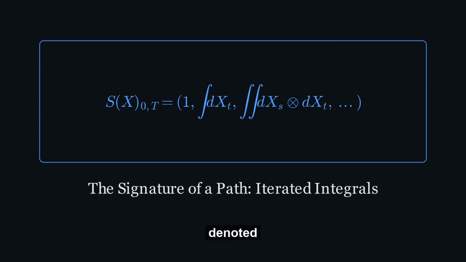The signature, denoted $S_{0,T}$, is an infinite sequence of iterated integrals of the path. Think of it as a complete, non-redundant summary of the path's shape, its twists and turns, and the order in which events occurred. It uniquely characterizes the path up to reparameterization, providing a powerful feature set for machine learning algorithms.